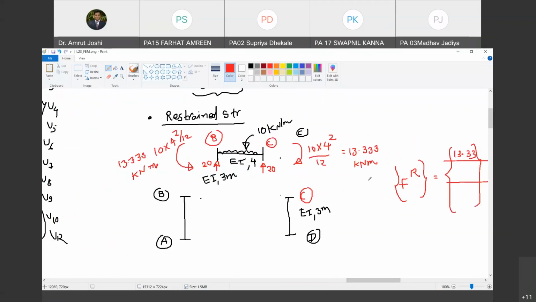Okay. So with this understanding now, this is 13.333. Is it clockwise or anti-clockwise? Clockwise. So with our sign convention, what should I write?